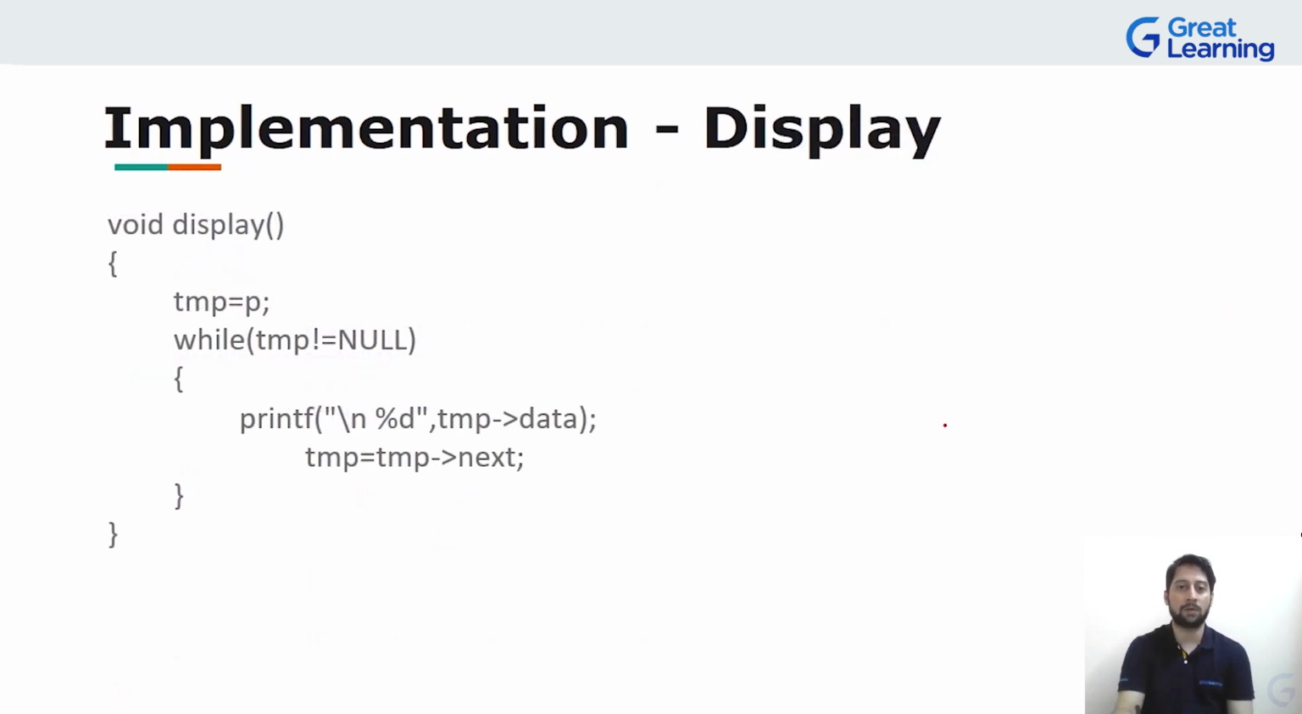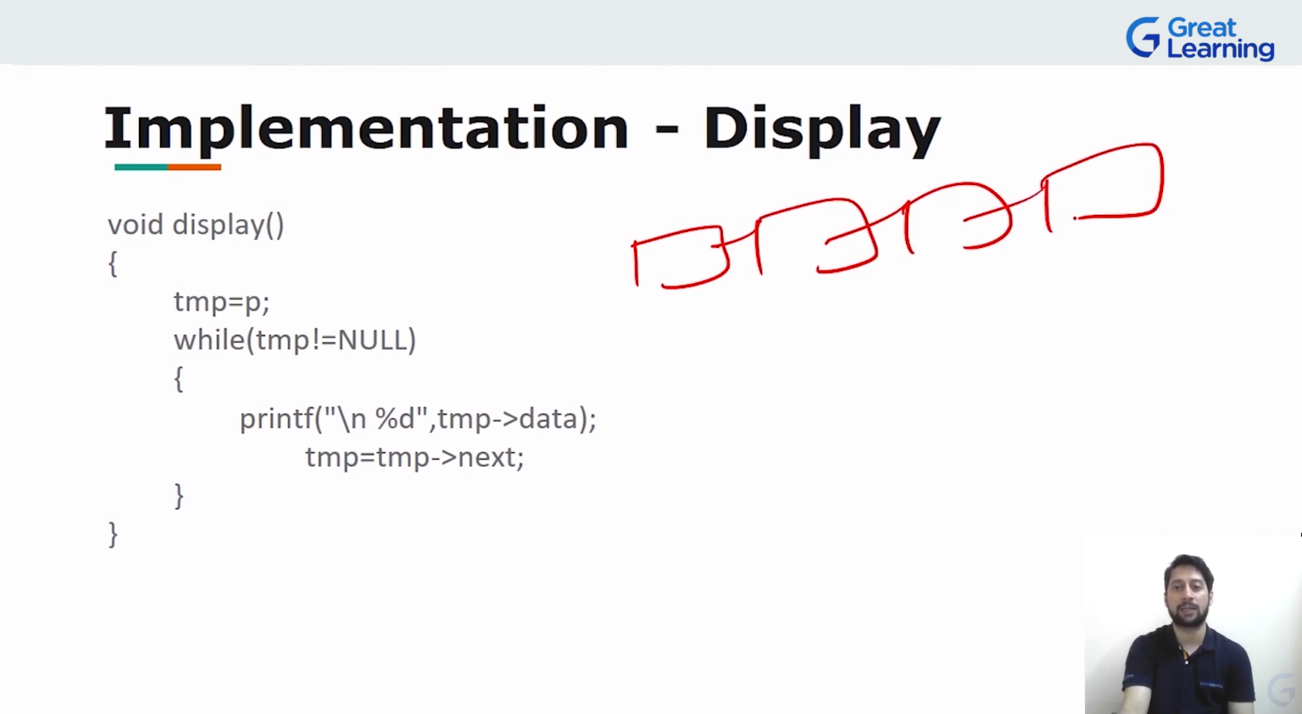Now, let's talk about how to display the data present in the linked list. Let's suppose this is your linked list. This will contain 10, this is 20, this is 30, this is 40, and obviously these will have some addresses: 100, 200, 300, 400. This P will be pointing to this. And this is obviously a head node, so this will contain 200, this is 300, this is 400, and this is finally null.